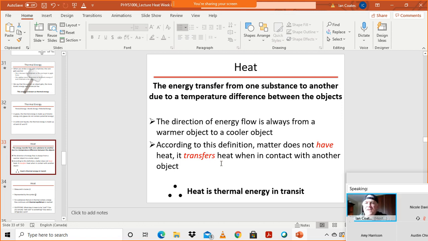According to this definition, matter does not have heat. It transfers heat when in contact with another object. Therefore, heat is thermal energy in transit. Interesting. So heat is thermal energy on the move somewhere else.